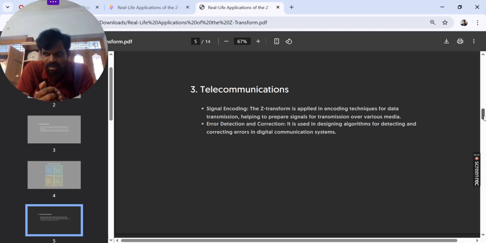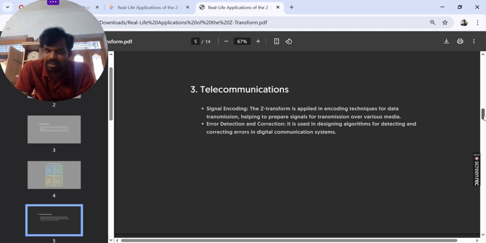That process is called decoding. Decoding is a process that is performed at the receiver side. Encoding is a process that is performed at the transmitter side before transmitting the signal. And the second one is error detection and correction.